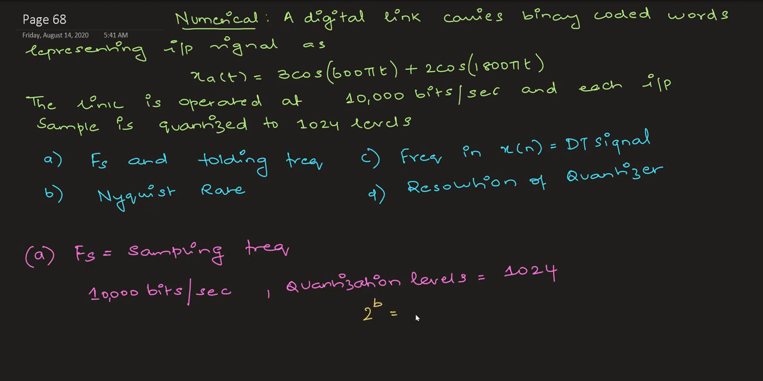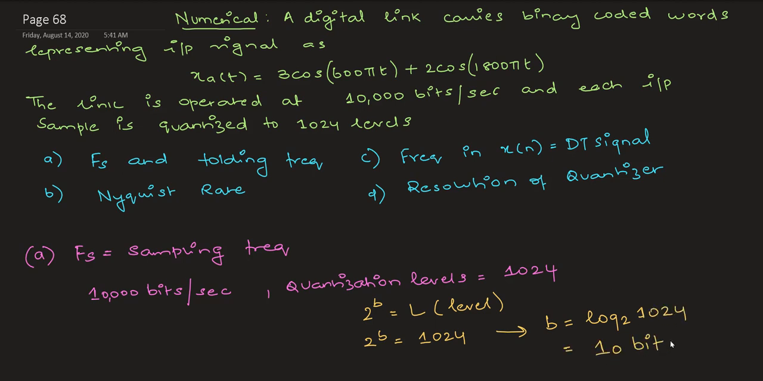So that is equal to 1024. Which means my bits is given by log 2 of 1024, that comes around to 10 bits. So your quantizer is using 10 bits per sample, right? When I'm having a 10-bit quantizer, each sample value in my quantizer is represented using 10 bits. So I'm taking 10 bits per sample.